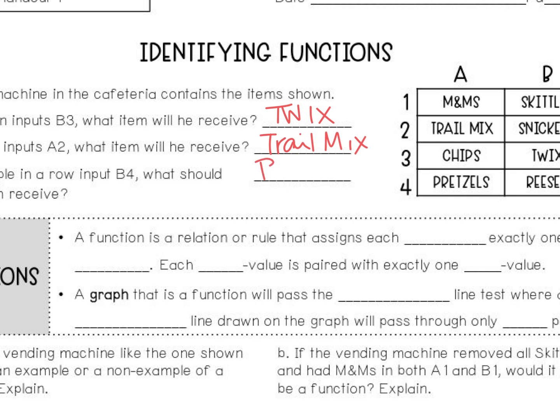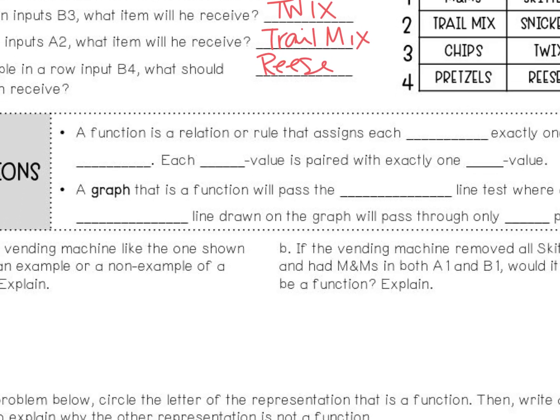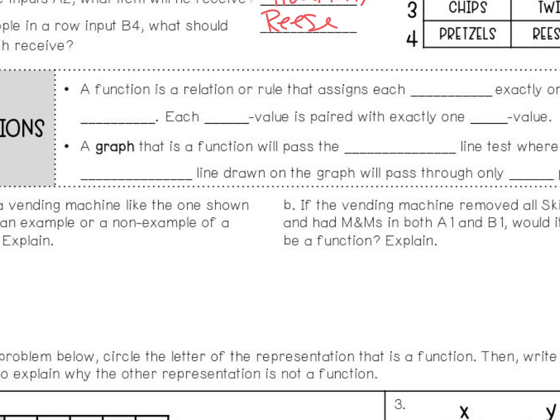Reese's. Okay. So because every time we put one thing in, we get one thing out, this is what makes us have a function. So a function is a relation or a rule, just like in the vending machine, that assigns each x value or input exactly one y value or output.